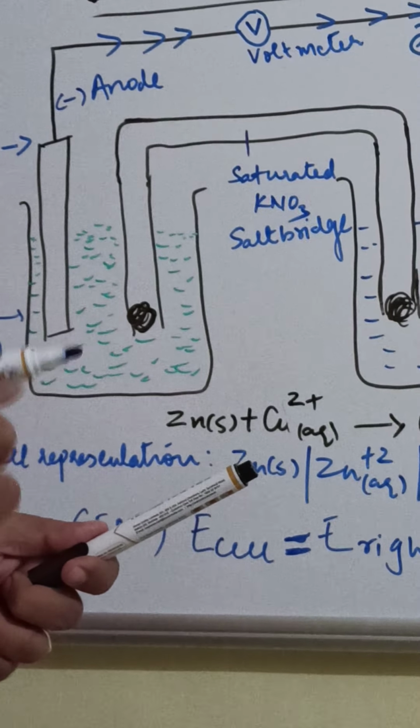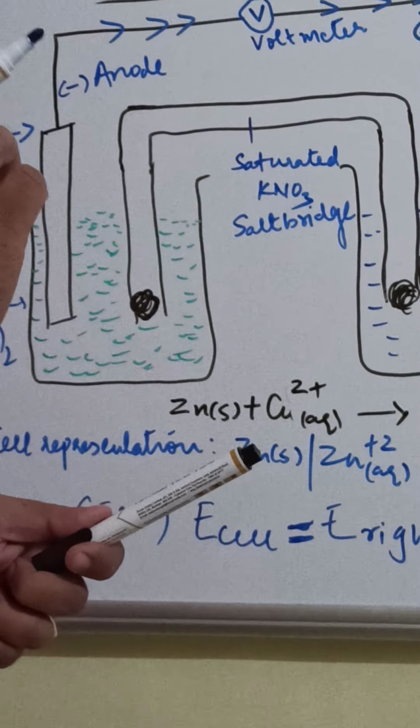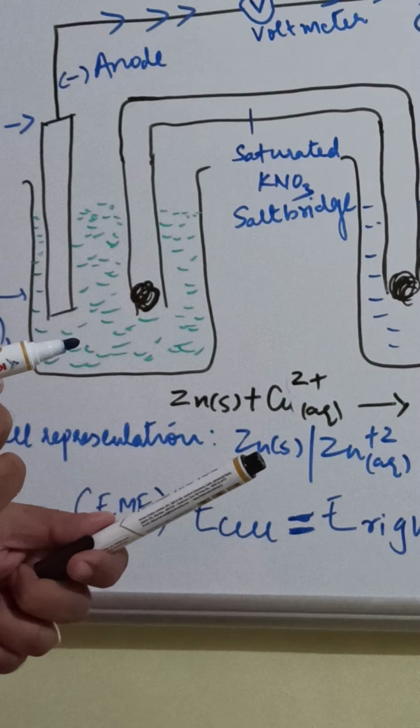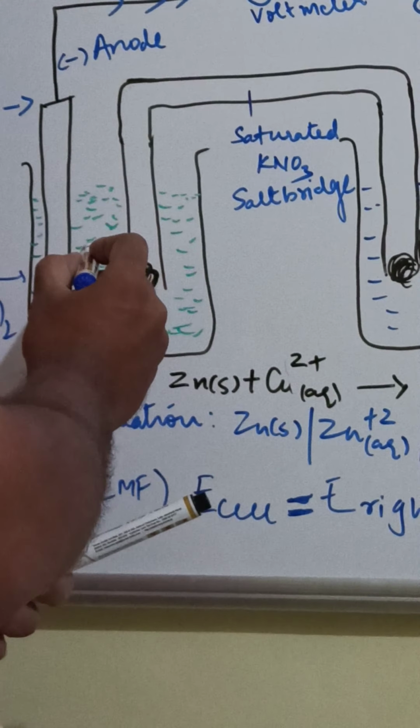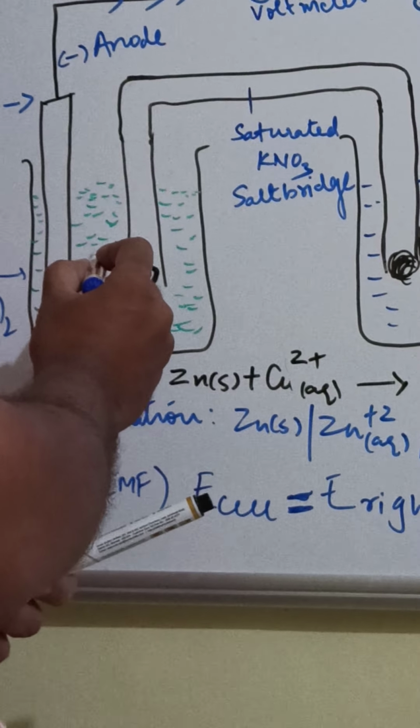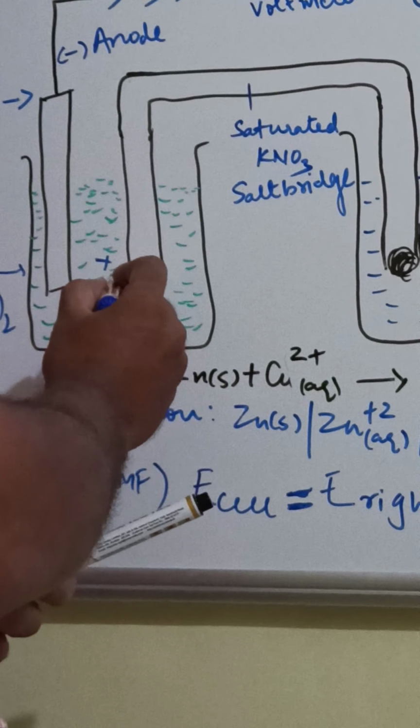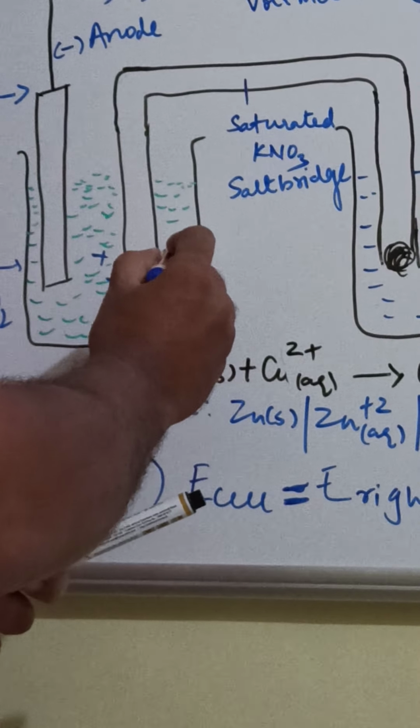Now, going ahead, when this reaction proceeds for some time, what will happen? You will have the production of zinc 2 plus ions here. So positive charge will be developed here.